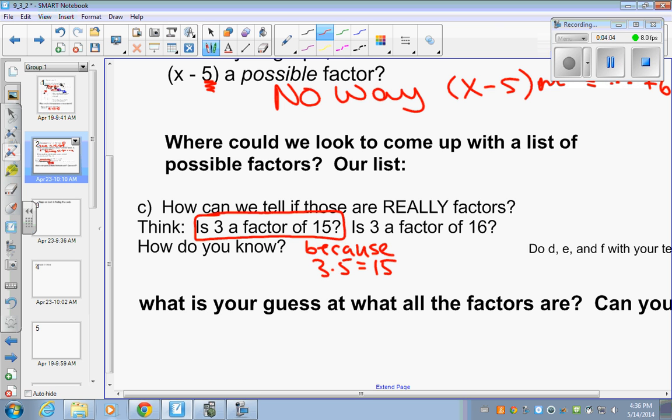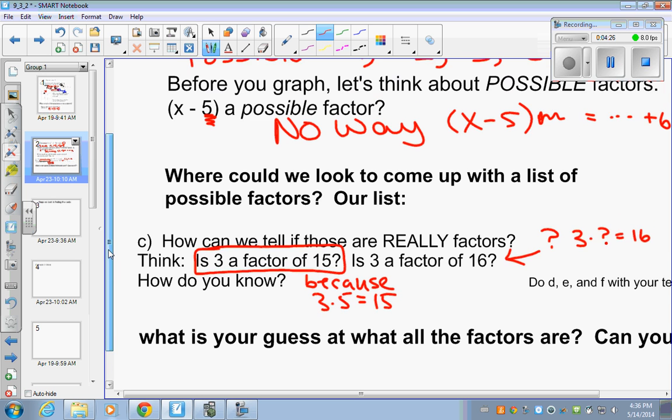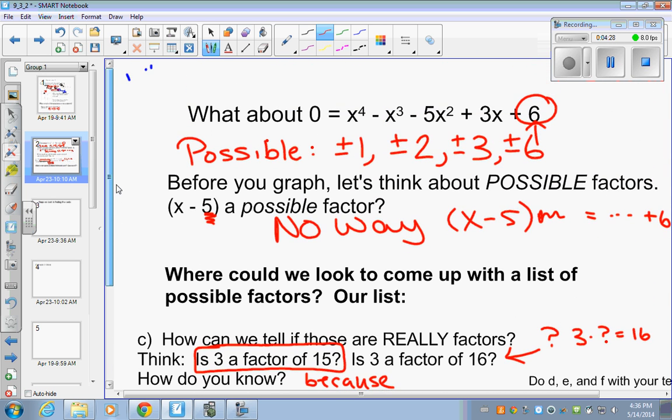Is 3 a factor of 16? Okay, if you answered no, you were right about that too, because it's not. I can't take 3 times anything and get 16 unless I use a decimal. So that means it's not a factor. It doesn't evenly divide it. So now let's think about how you would know if 1, 2, 3, or 6, how we can get factors.